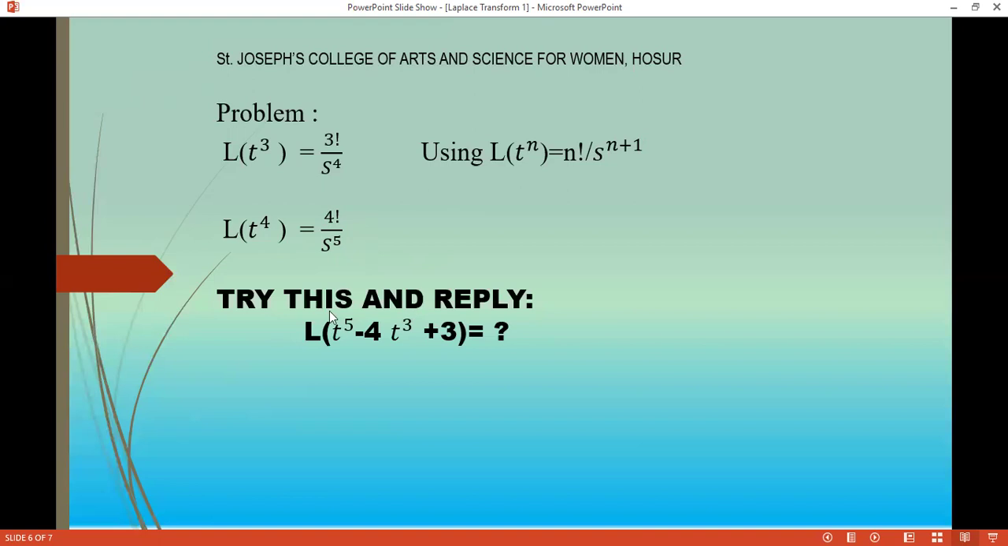So try this problem, L of t power 5 minus 4t cube plus 3, and reply in the comments.